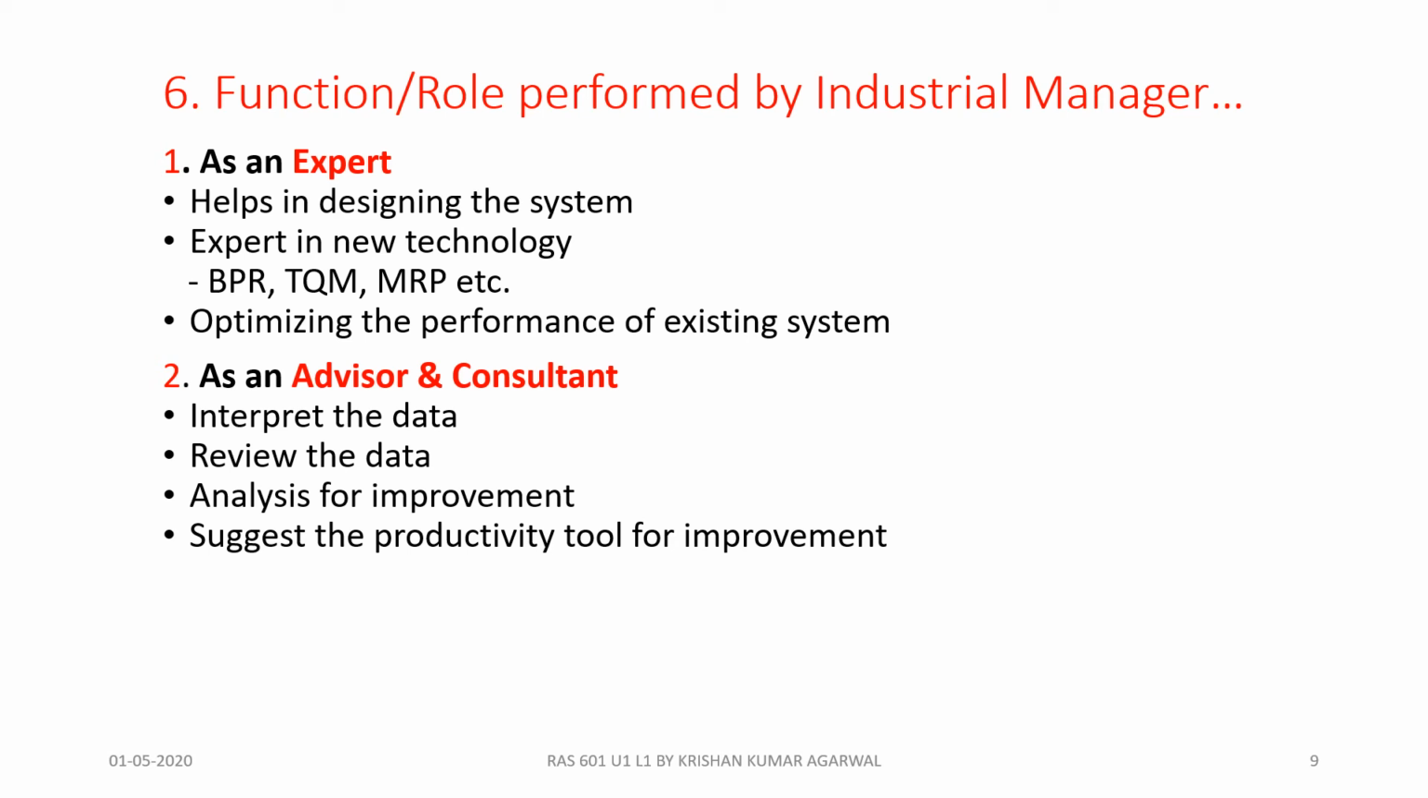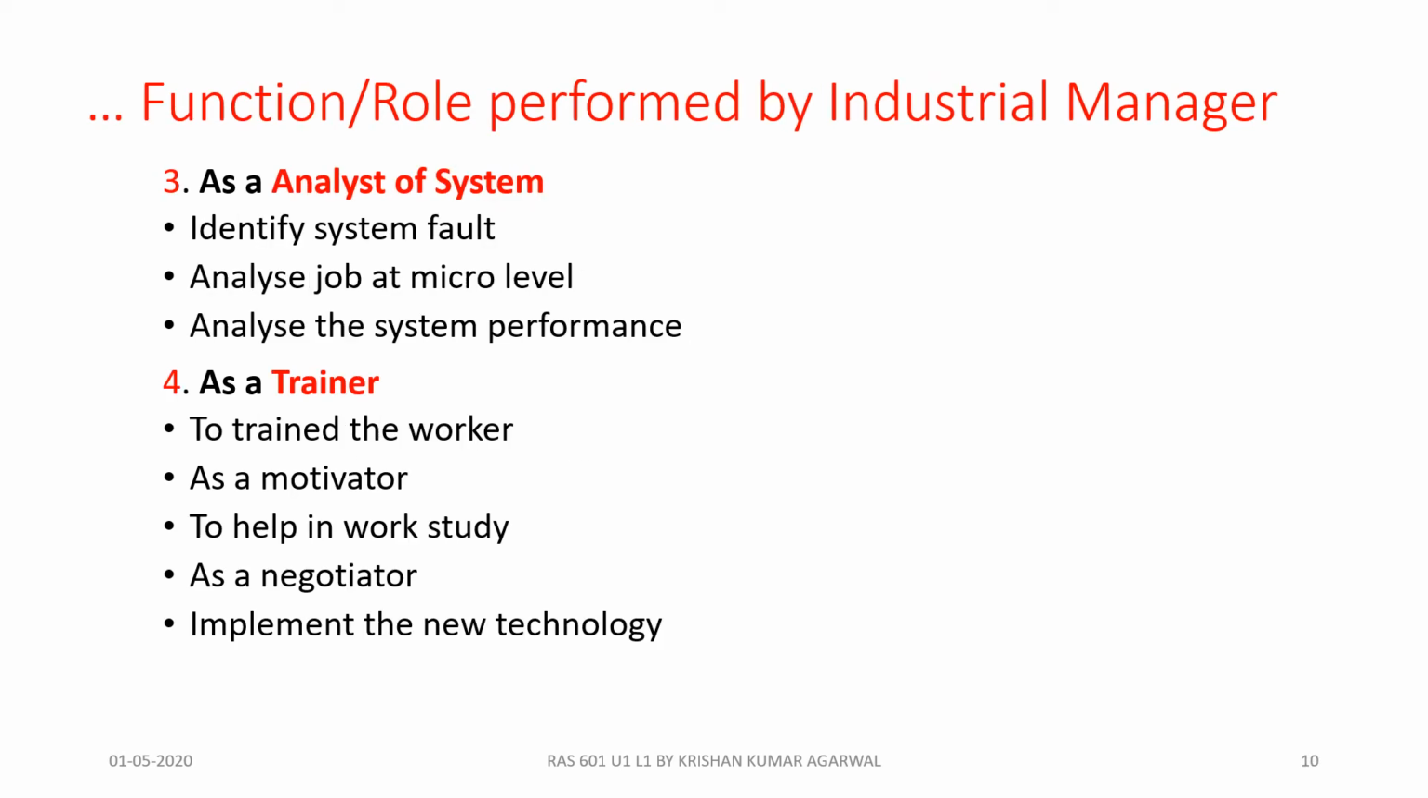Next, the role played by the industrial manager is as an advisor or consultant. As an advisor and consultant, he not only interprets the data or the process, but he reviews the same and analyzes it for improvement. If he finds scope for improving things, he does that accordingly and suggests productivity tools for improvement in the existing system.